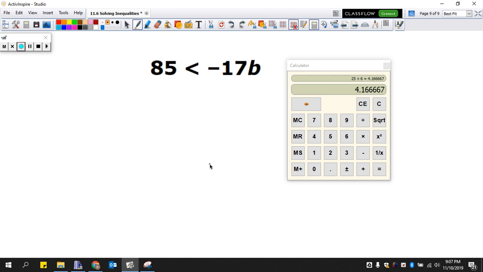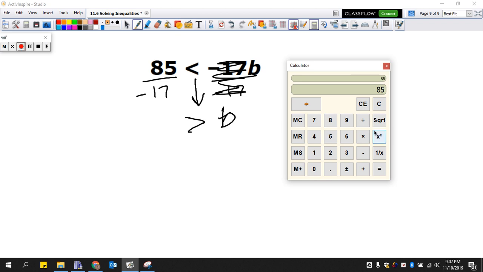Once again, we're dividing by negative 17 on both sides. Because we're dividing by a negative, the inequality symbol flips around. We're left with b, and 85 divided by negative 17 is negative 5.